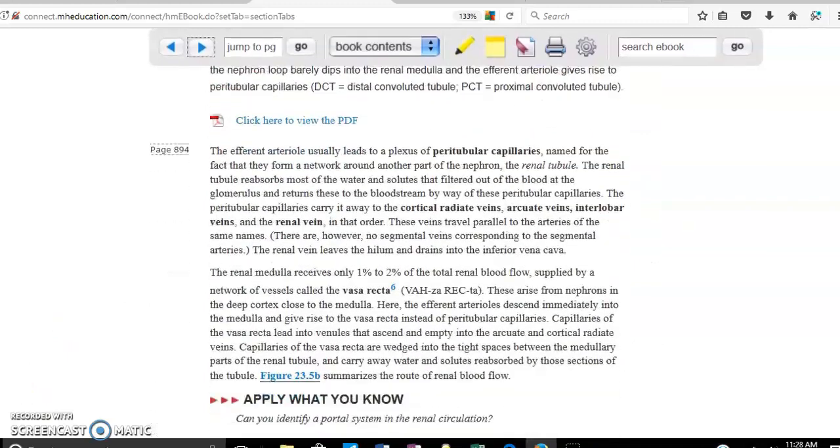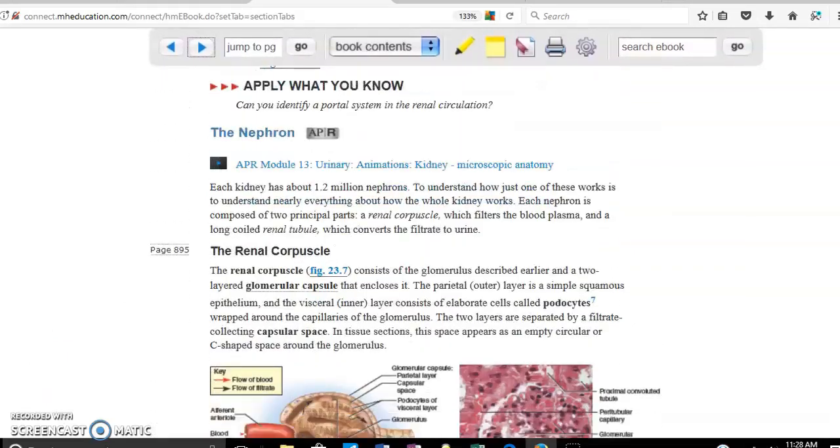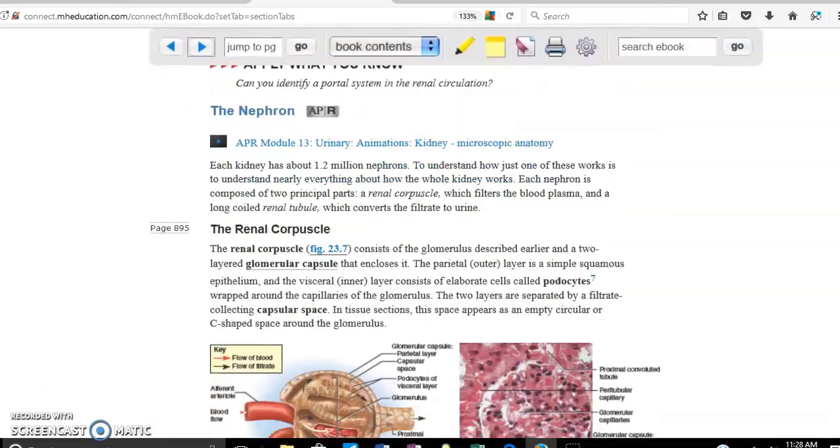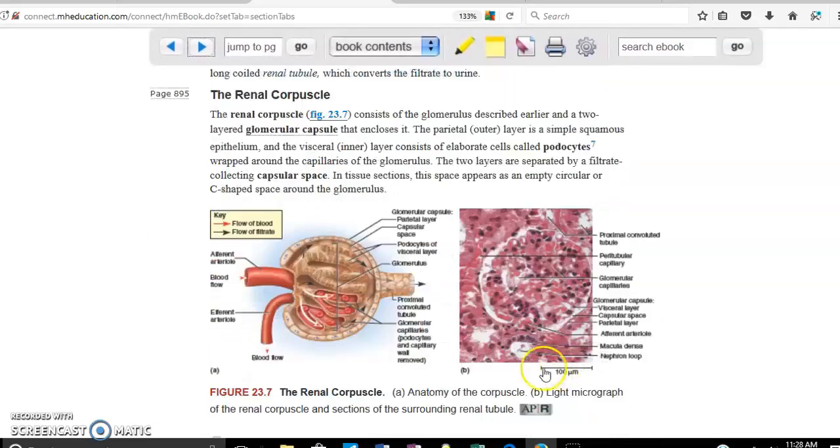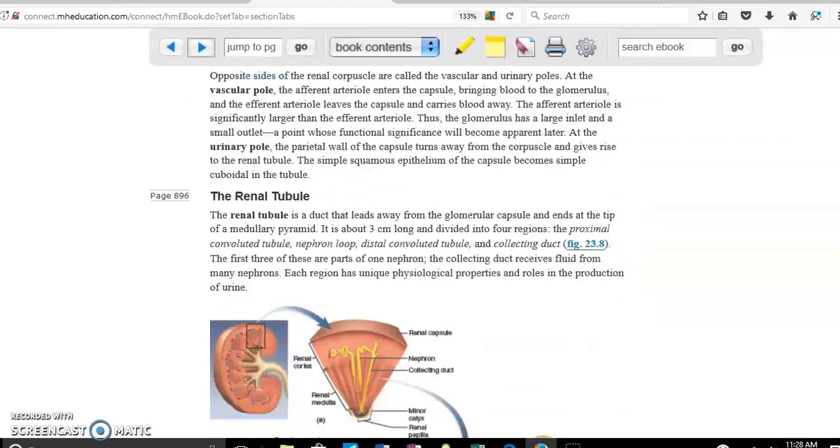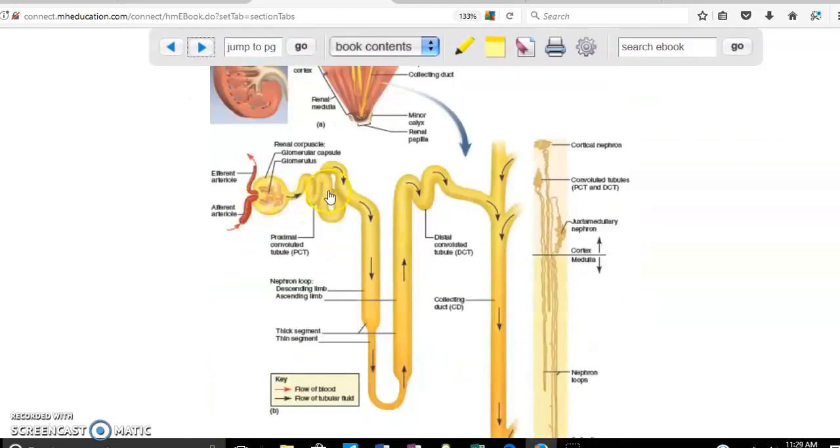So we scroll down, we have the nephron. We said that the nephron is going to be the glomerulus, proximal convoluted tubule, and distal convoluted tubule. The renal corpuscle is just this part, the glomerulus and the capsule. The renal tubule, this is the glomerulus, proximal convoluted tubule, loop of Henle going down and up, that's the loop, distal convoluted tubule, that's the nephron. Remember, this is the collecting duct, but the collecting duct is not part of the nephron.